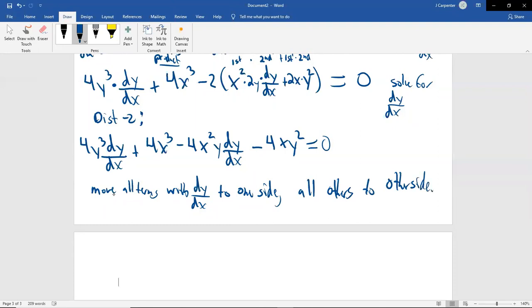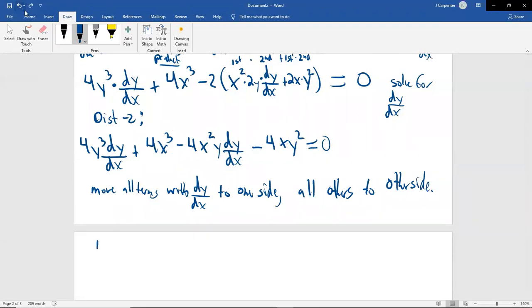Anything that has the dy dx, or y prime if you prefer, needs to stay on one side, everything else goes on the other. Now, I don't actually have to move any of the dy dx's because they're all on the same side. That doesn't have to be the case. They're both on the left. So the things that we need to move, this 4x cubed doesn't have it, and this -4x y squared doesn't have it. So they've got to move. To move the 4x cubed, you'll subtract. To move the -4x y squared, you will add.